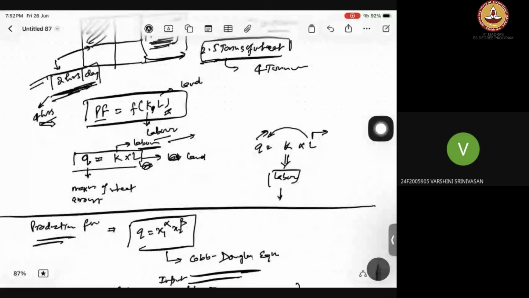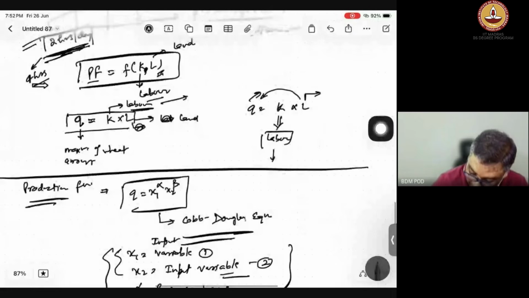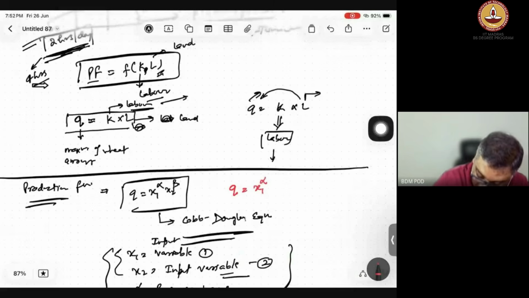Yes, sir. In the Cobb-Douglas equation, is it x1 to the power alpha or into alpha? It is x1 to the power alpha. So I'll write it one more time: Q is equal to x1 to the power alpha and x2 to the power beta.